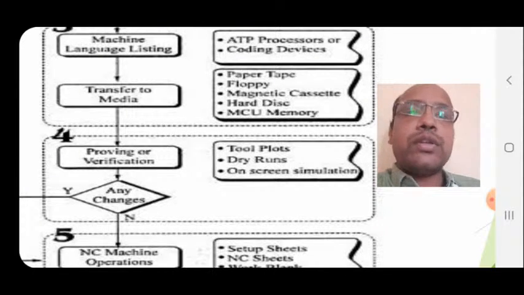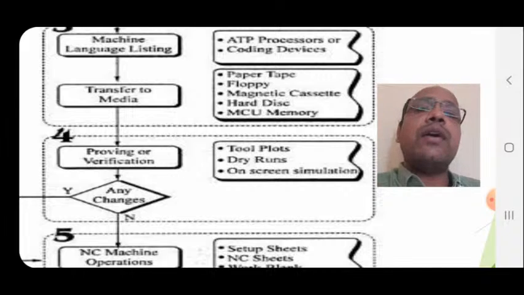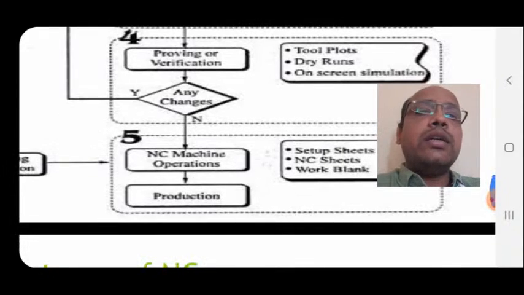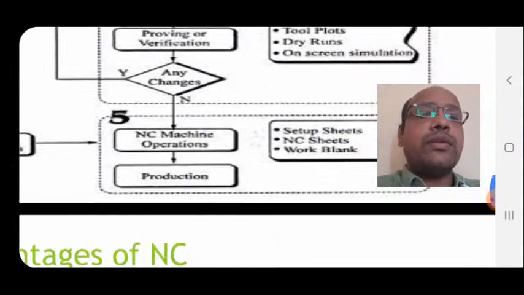Nowadays different software is available, like Delcam and Mastercam, which is used for on screen simulation. On the screen you can see how the job is manufactured and in what way tool movements are happening. All these things you can see on the screen. And the last step is production in the NC manufacturing system.